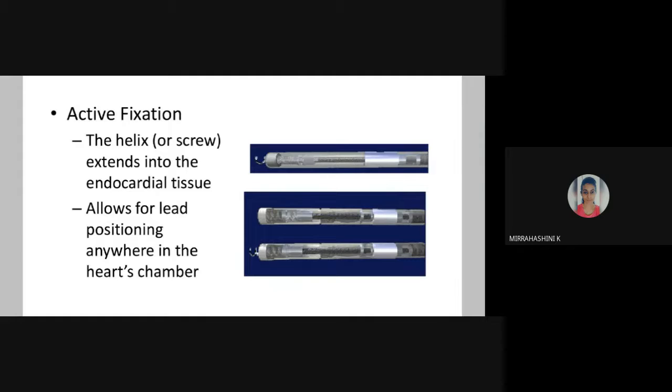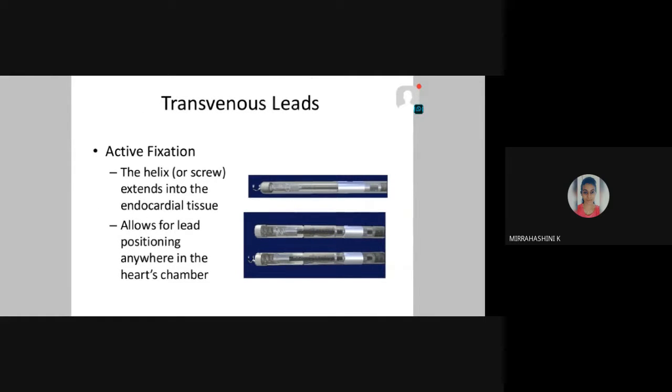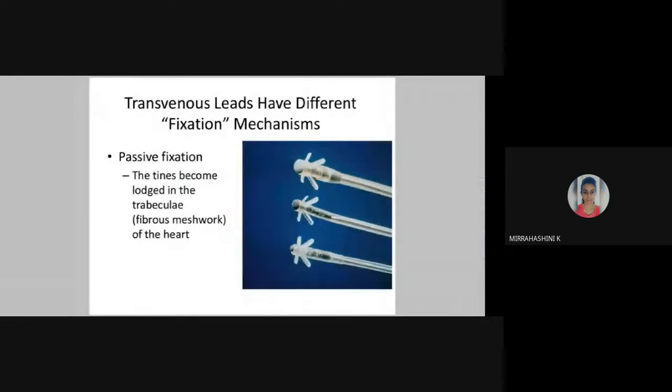It allows for lead positioning anywhere inside the heart chamber. So the lead can be placed anywhere. This is the active fixation. This lead can be moved inside the heart chambers and it can be fixed wherever it is needed. But this is a passive fixation. Once it is fixed inside the muscular framework, it won't move anywhere else.